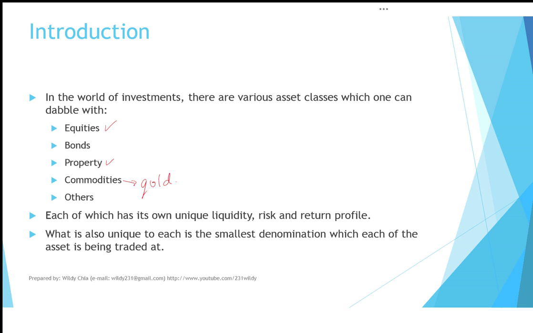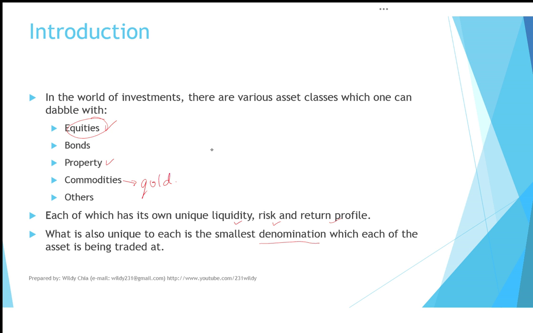Each of these asset classes has its own unique liquidity, risk and return profile, and what works for some investors may not work for others. What is also very unique is that each of them differs in terms of the denomination. For example, you could purchase tens of shares of a certain company depending on which stock market you trade in. In Singapore, the smallest denomination you can trade for a stock counter is 100 shares at least. But in the US, you could trade less than that, by tens of shares. Correct me if I'm wrong. And previously in Singapore, if you wanted to invest in equities, you had to trade by thousands.